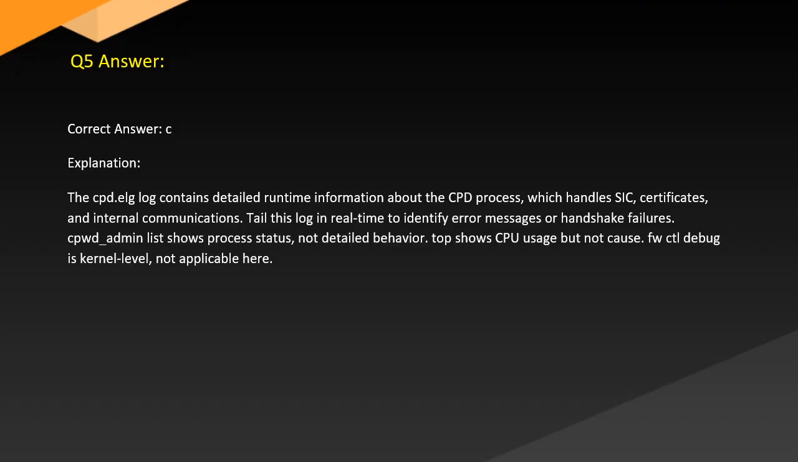Answer. Correct answer: C. Explanation. The CPD log contains detailed runtime information about the CPD process, which handles SIC, certificates, and internal communications. Tail this log in real time to identify any messages or handshake failures. The ps list shows process status, not detailed behavior. Top shows CPU usage, but fw ctl zdebug is kernel level, not applicable here.